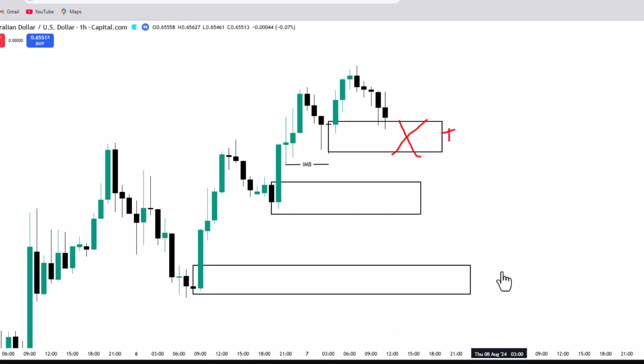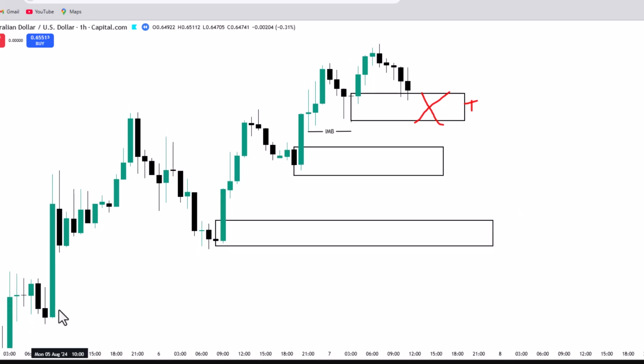So, let us read the structure. Price made a low down here. Then it pushed up and formed a higher high. After that, it pulled back and made a higher low. Then it pushed up again and made another high. But this part is important. That high was not a proper break. Price only wicked above it and then got rejected.